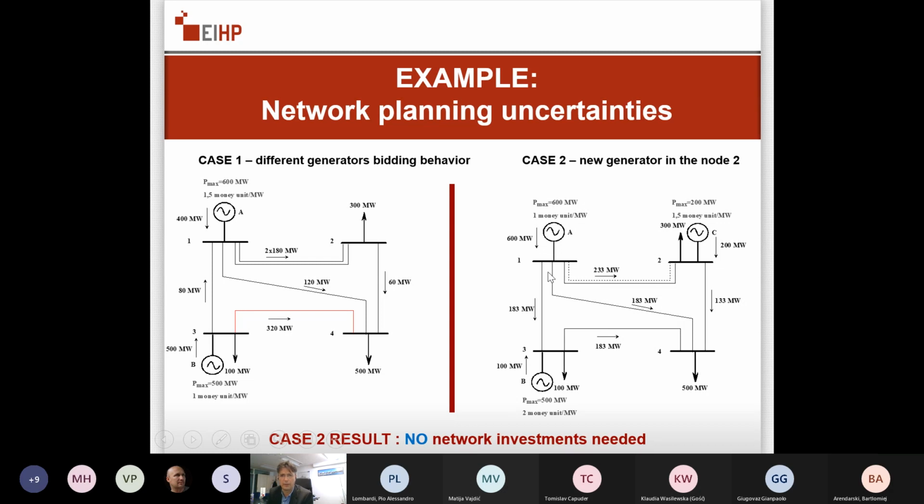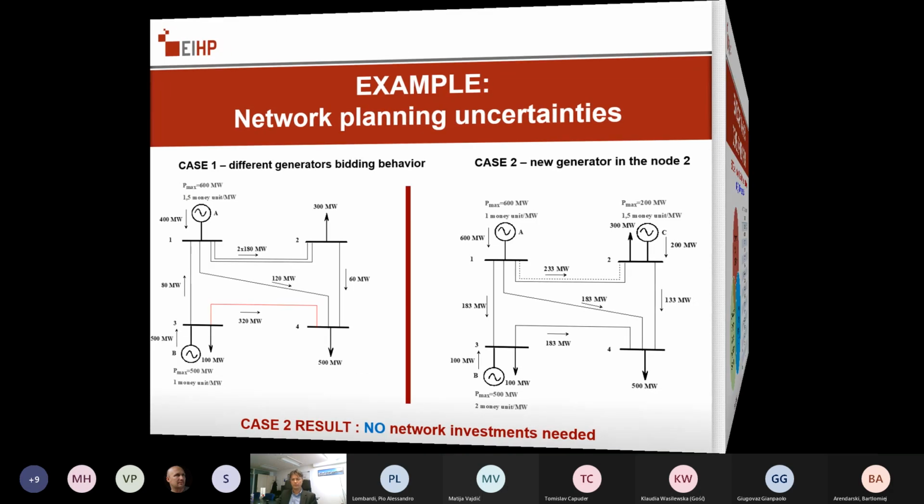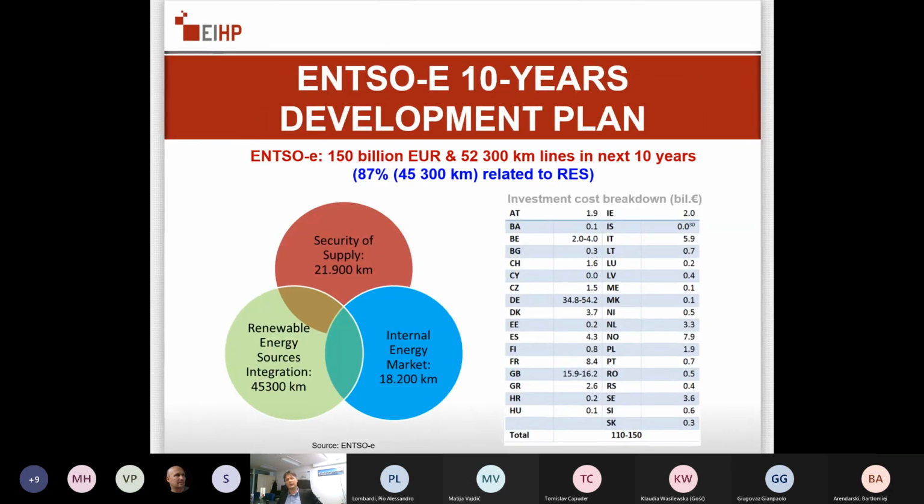So the point is that the system operators, both transmission and distribution, are faced with a lot of uncertainties in the system, and they need to invest a huge amount of money. And this is just one example of the ENTSO-E 10-year network development plan, in which these are the countries that are having their own investment plans.